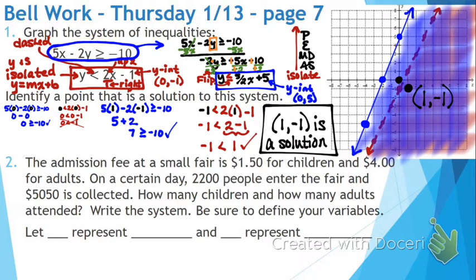It says the admission fee at a small fair is $1.50 for children and $4 for adults. On a certain day, 2,200 people enter the fair and $5,050 is collected. How many children and how many adults attended? We are just going to focus today on writing the system and defining our variables.